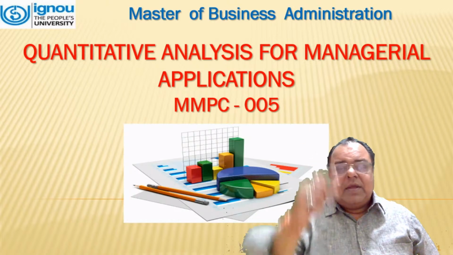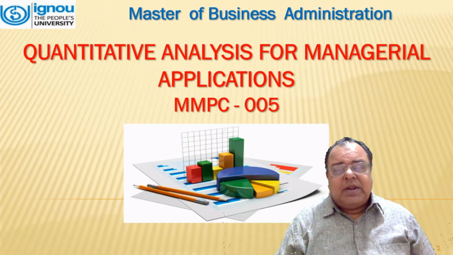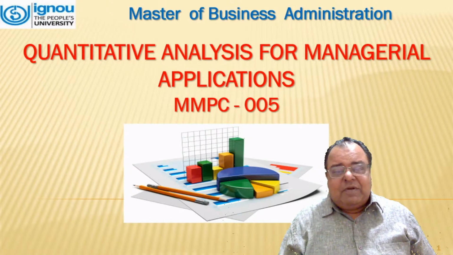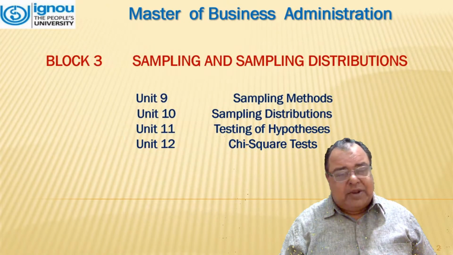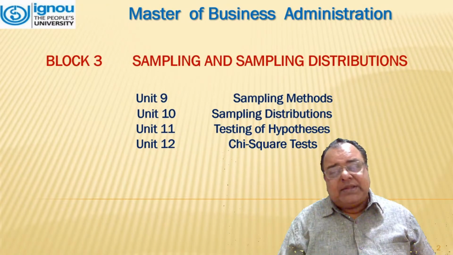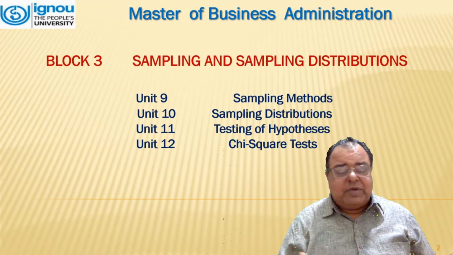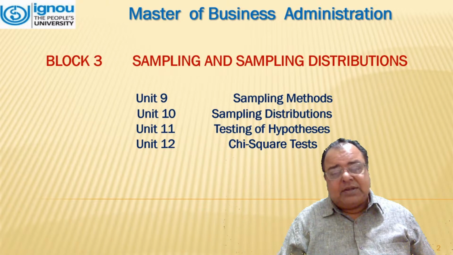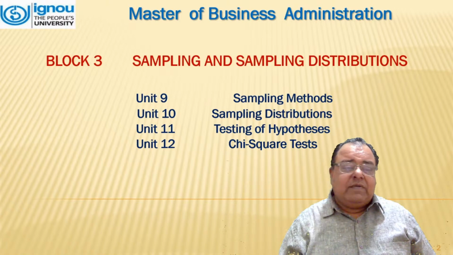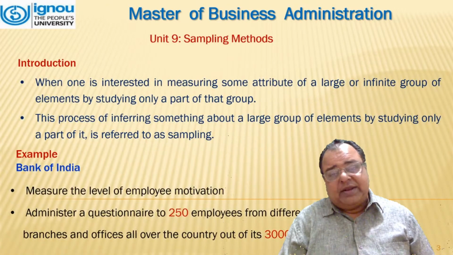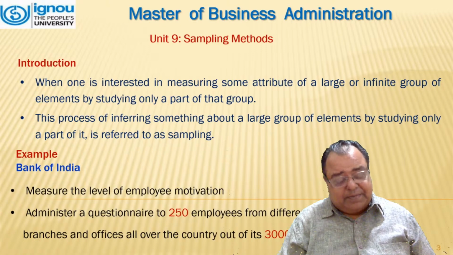Good morning, learners and viewers. Welcome to the session for Quantitative Analysis for Managerial Application, MMPC 005. Today we will be talking about Block 3, which is sampling and sampling distribution. There are 4 units in it: sampling methods, sampling distributions, testing of hypotheses, and chi-square test. So we will be starting with Unit 9, that is sampling methods.